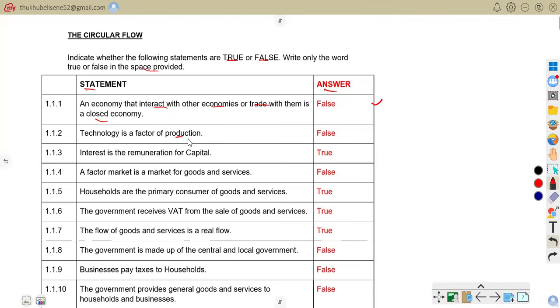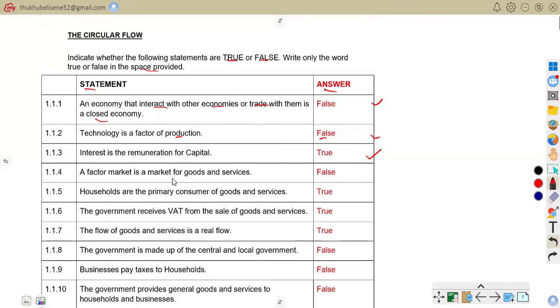Technology is a factor of production. That is false. The four factors of production are land, labor, capital, and entrepreneur, not technology. So that is why it's false here. Interest is the remuneration for capital. That is true. Interest is a payment for using capital.